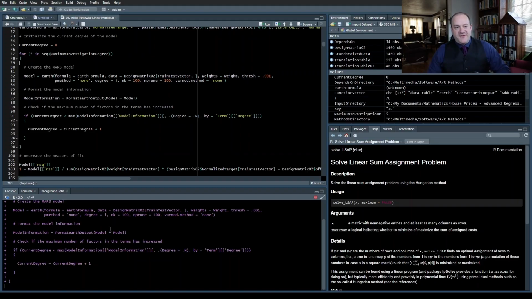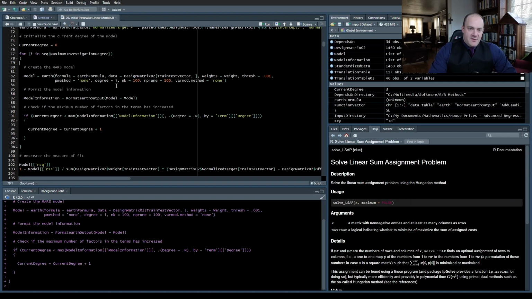So we're going to let that run while I talk through the rest of this. So what's happening here? Well, we know that the maximum investigation degree we already said was 5, so we're considering models that have terms containing up to 5 factors. And what we're doing is, as this loop goes, we're allowing more and more complex models. So when i equals 1, it's only considering formulae whose terms have 1 factor in them. It's done.